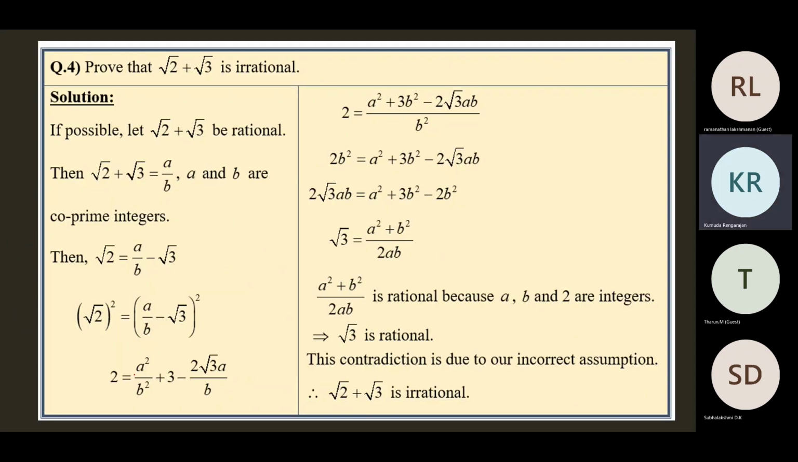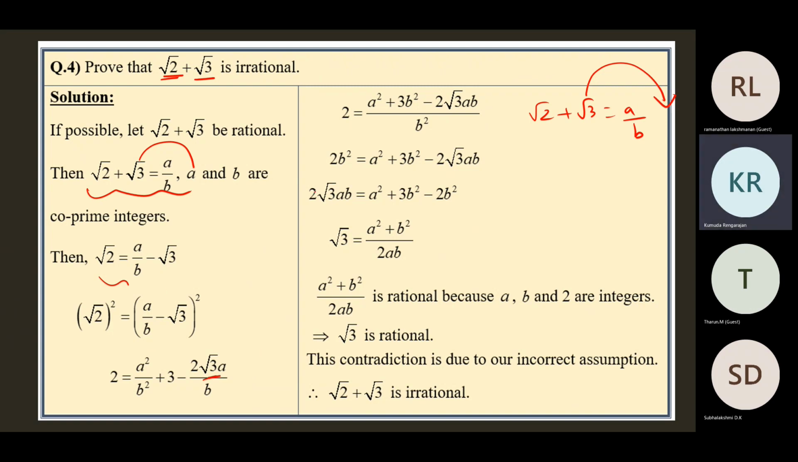So here what you should do is you should take one of it to the other side and square on both the sides. If possible and all that. Take either root 3 or root 2 to the other side. Root 2 plus root 3 is equal to a by b because we are assuming it to be rational. Now when you square on both the sides, when you started, you had root 2 and root 3, but now you have only root 3. So it's easy to prove now.